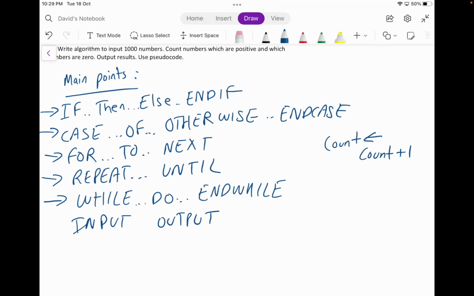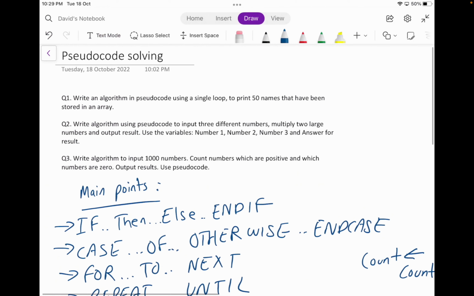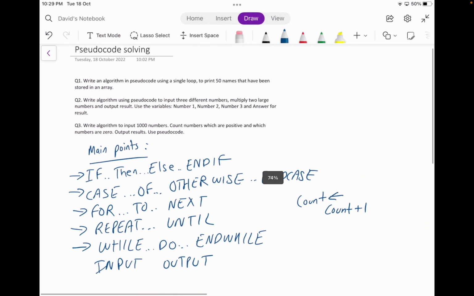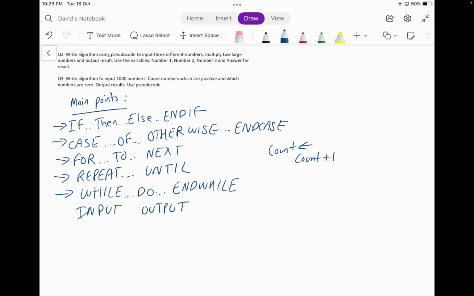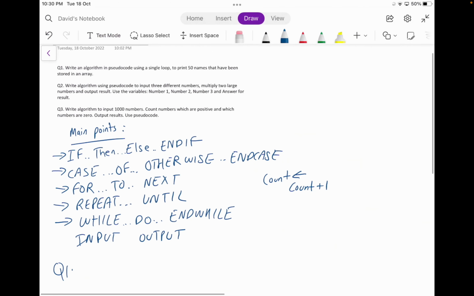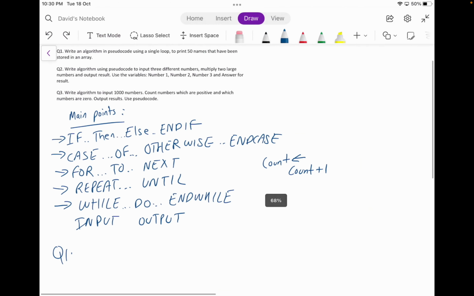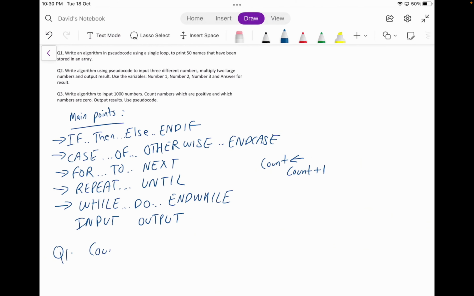So let's start with the first question, that we have to write an algorithm in pseudocode using a single loop to print 50 names that have been stored in an array. Now, in order to solve question 1, we're just going to solve it here. So the first thing that we're going to do is set count as 0.